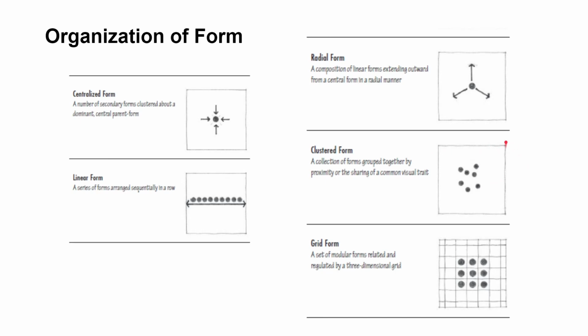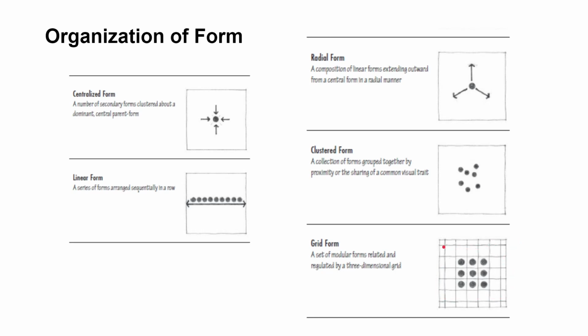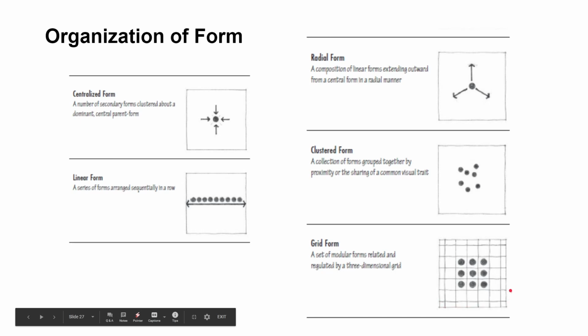Let's say this is a subdivision, and then you have the houses or the townhouses grouped in a manner with relation to site development or housing. So grid form is a set of modular forms related and regulated by a three-dimensional grid. The grid system is actually one way of organizing spaces, and also, let's say, in an urban planning setting.